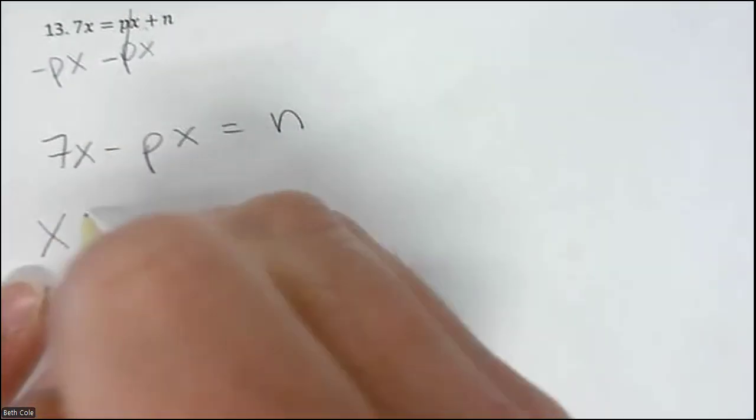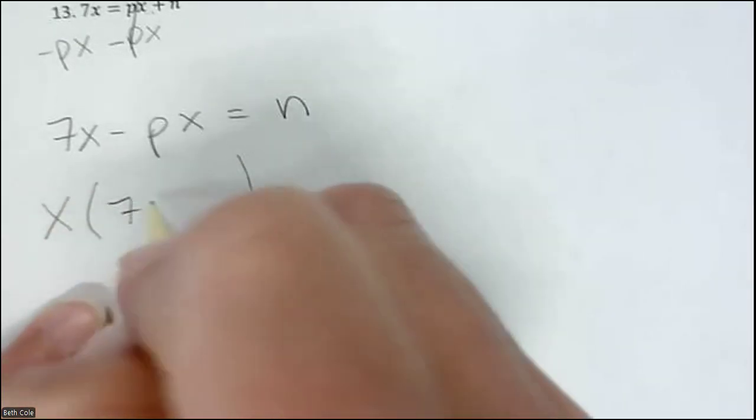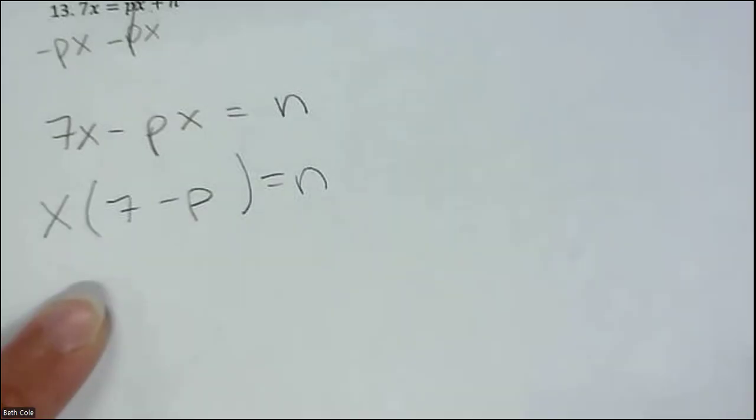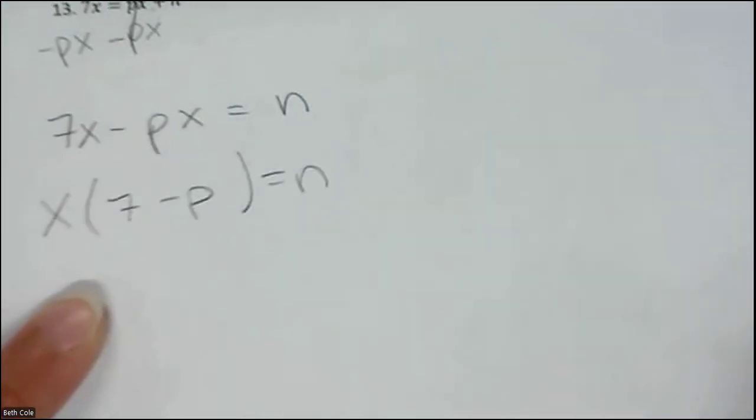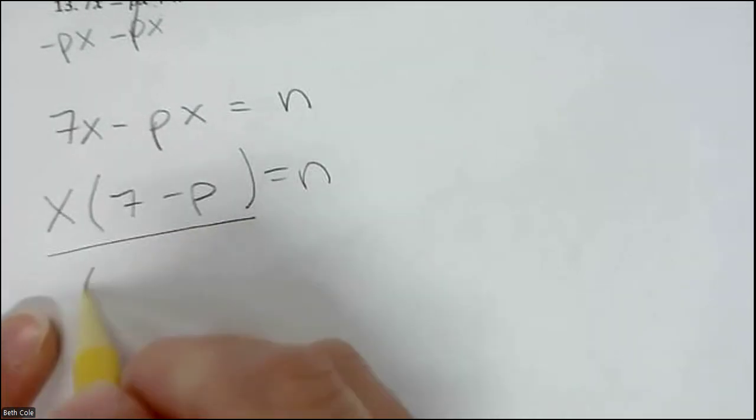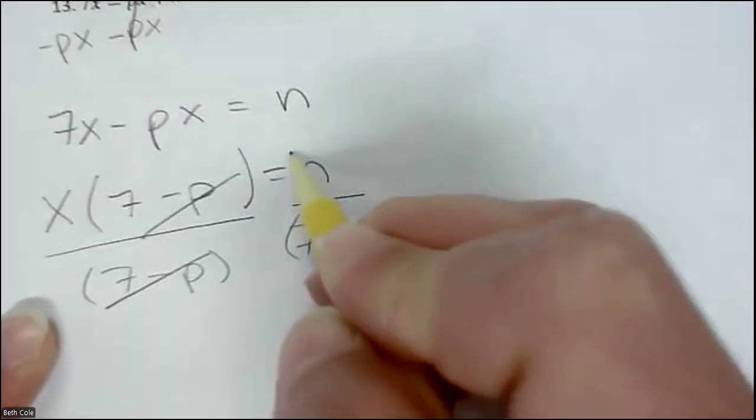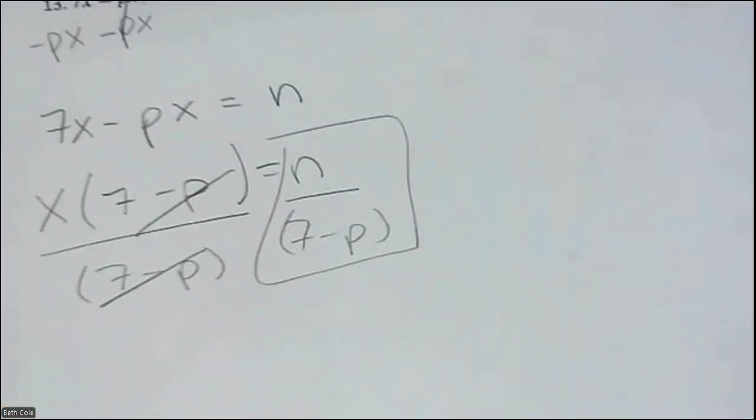Yeah, good, perfect. Take out the x. That leaves you with 7 minus p. Your paper's right there if you want to write any of this down. And then you're going to divide by 7 minus p. And you can recopy the whole thing if you want to, but it's not necessary.